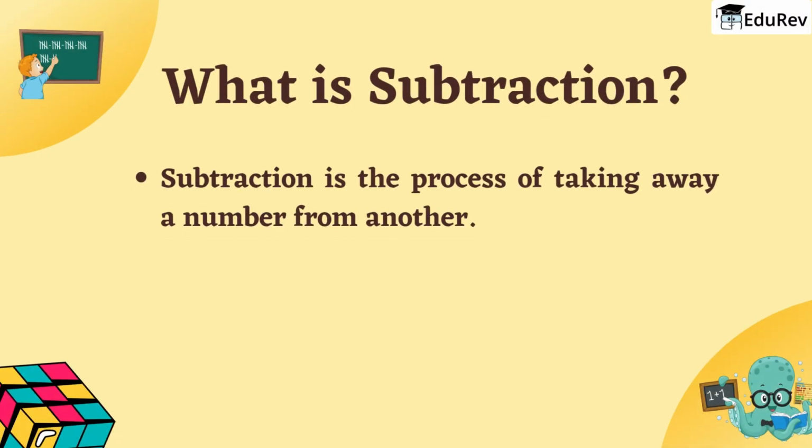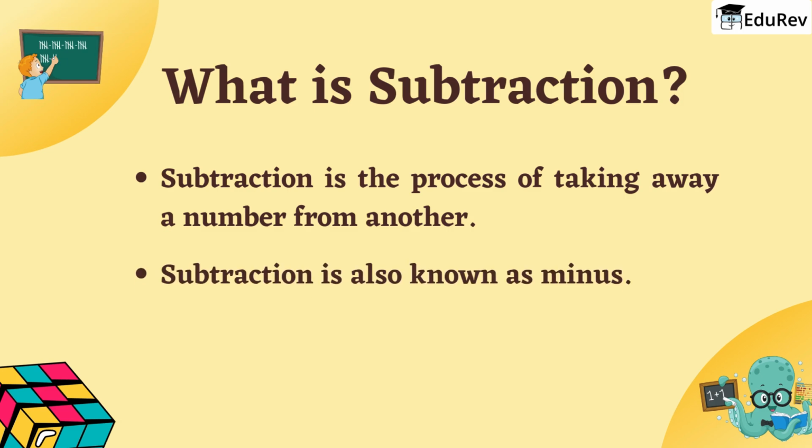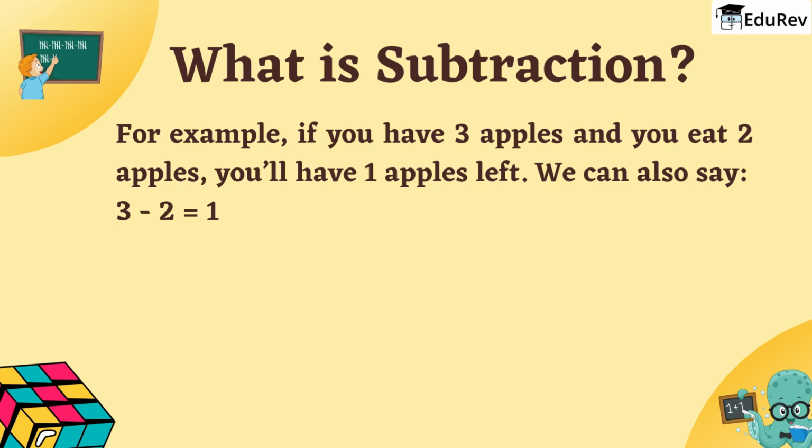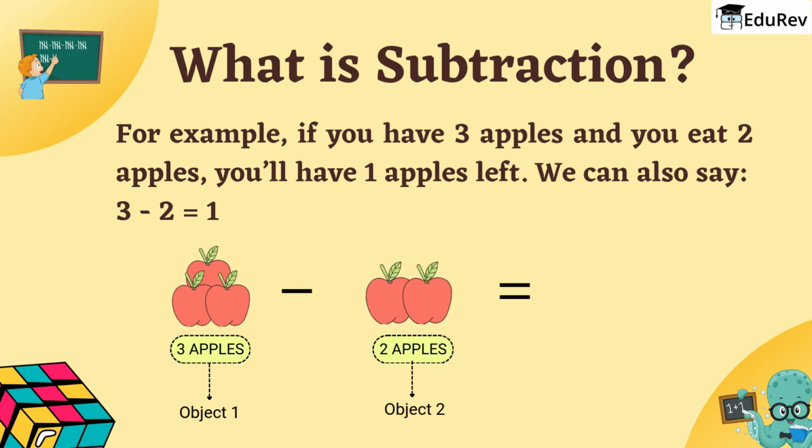Subtraction is the process of taking away a number from another. Subtraction is also known as minus. For example, if you have 3 apples and you eat 2 apples, you'll have 1 apple left. We can also say 3 minus 2 equals 1. So here, we started with 3 apples, took away 2 apples, and now we have 1 apple remaining.